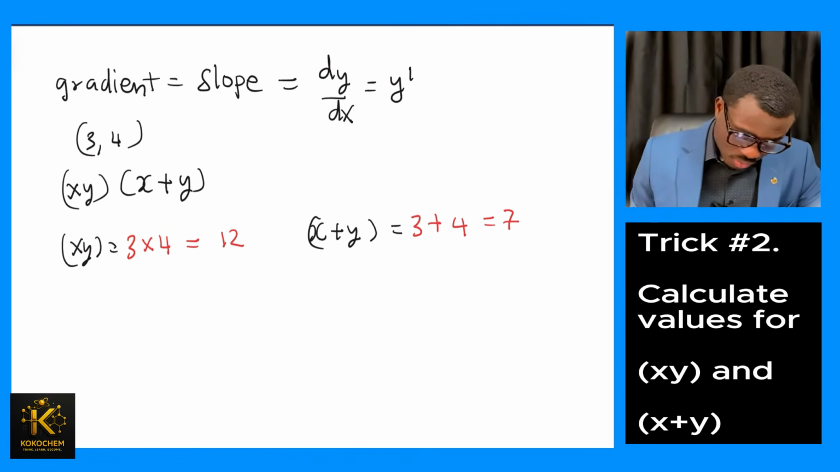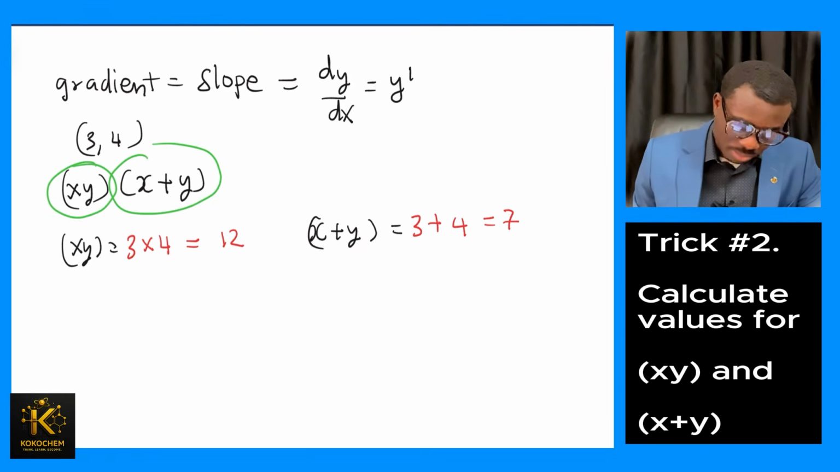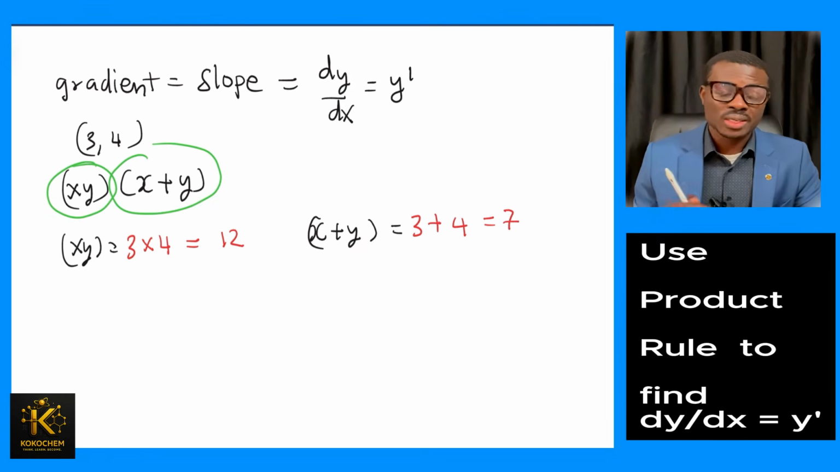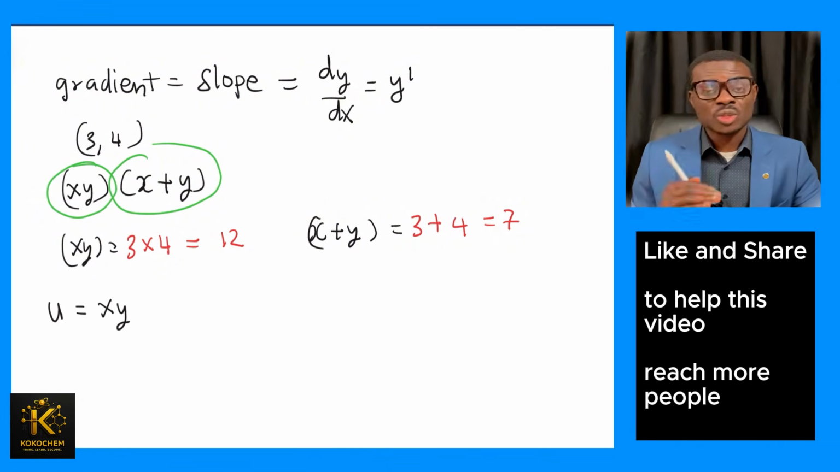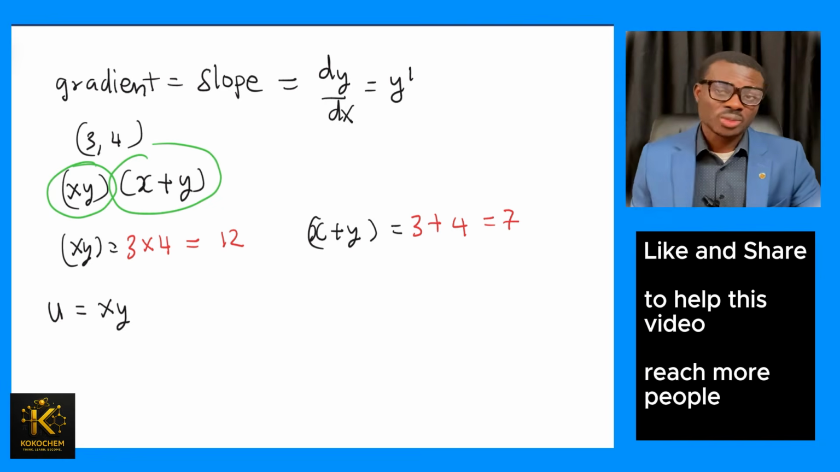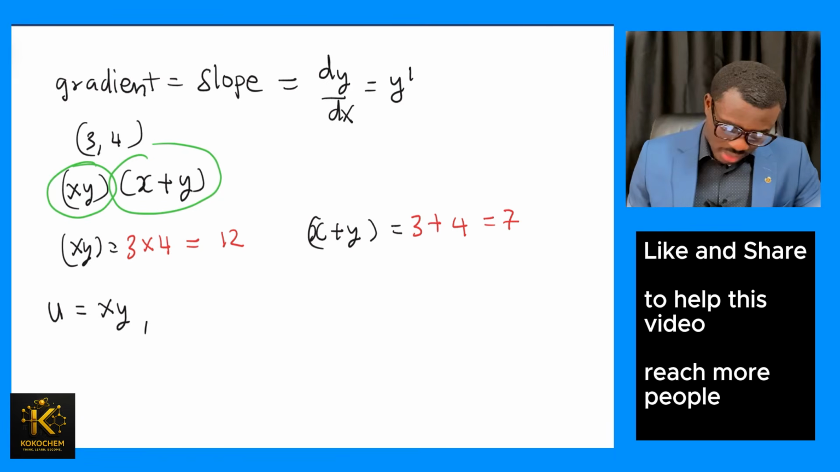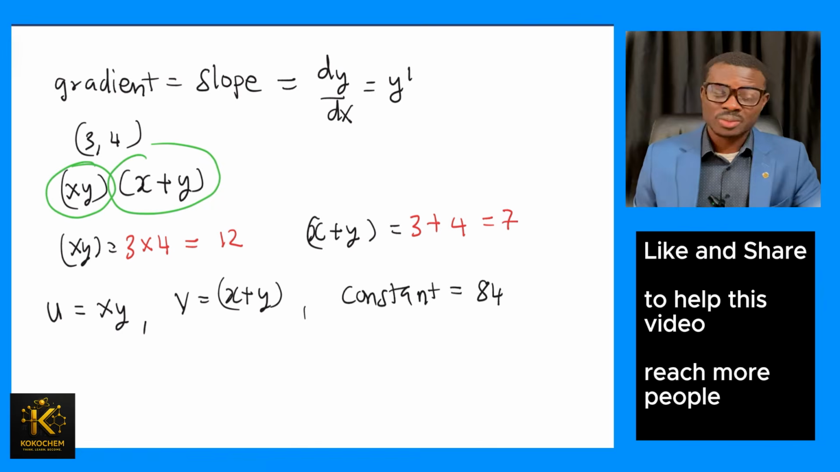Now, since xy is multiplying x plus y, we are going to use the product rule to find our dy dx, which is the same thing as y prime. So u would be xy. If you are solving it super fast, you do not have to write that u is equal to xy, v is equal to x plus y. No, I'm explaining it to you so that you'll understand how the trick works, okay? And v will be x plus y, and then we have our constant 84. The whole expression was equal to 84.